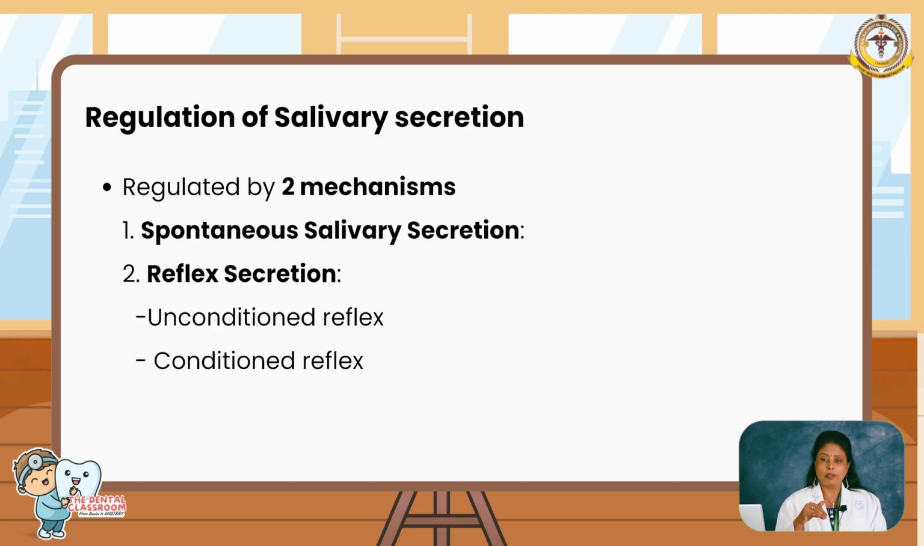Coming to the regulation of salivary glands, it is regulated by two mechanisms, spontaneous salivary secretion and reflex salivary secretion. Spontaneous salivary secretion is secretion of saliva continuously into the mouth, that is by the parasympathetic stimulation by the neurotransmitter acetylcholine. The reason for this is to keep the oral cavity moist throughout the day, and also it helps in the speech and swallowing. Then reflex secretion is by unconditioned reflex and conditioned reflex.